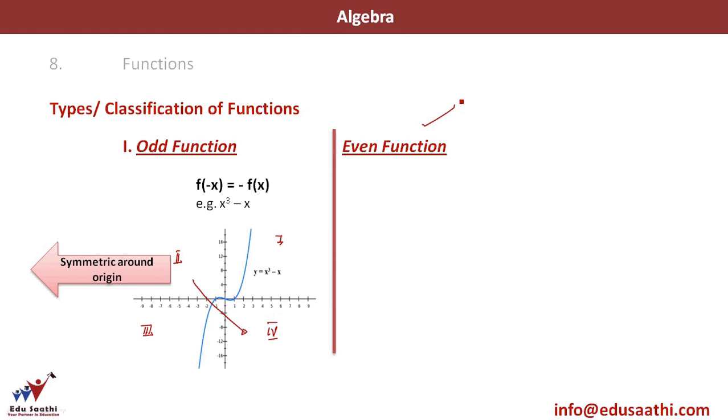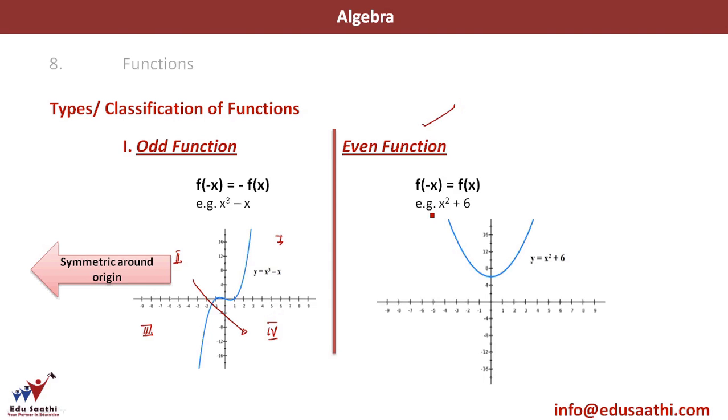An even function: if you find out the values of f of x and f of minus x, they turn out to be the same in magnitude and in sign. So that means you find out the value of f(x) and the value of f of minus x, and they are turning out to be equal. Such a function is known as an even function. Let's take an example: x square plus x. So if you put the value of f of 2, it will be 4 plus 6, which will be 10.